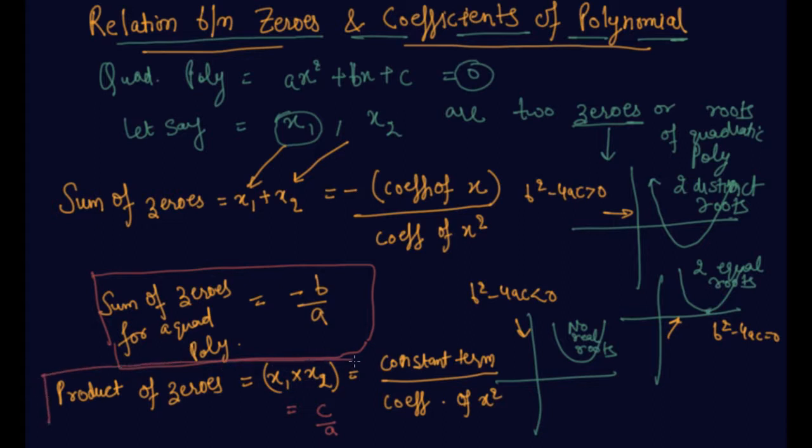There will be a lot of questions directly asked to you: what is the sum of the roots of this polynomial and what is the product of the roots of this polynomial. So you can directly use this formula for the sum of the zeros or roots of a quadratic polynomial. This is minus b by a and the product of the roots is c by a. I hope you guys are clear now. If you are still facing any issue, then please comment in the comment section. Let me give you some more examples to clear this topic.